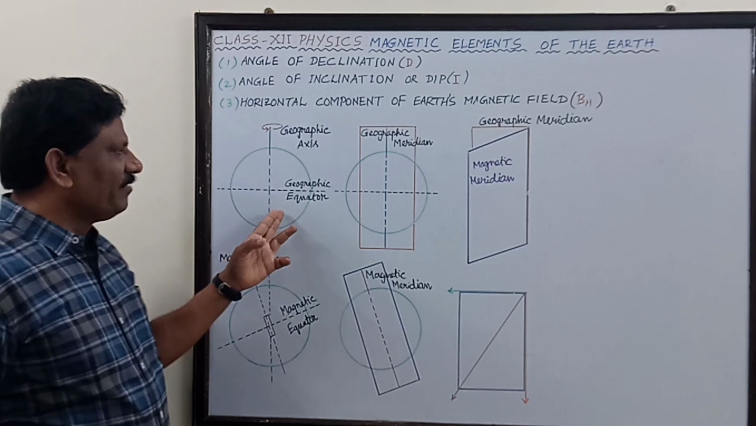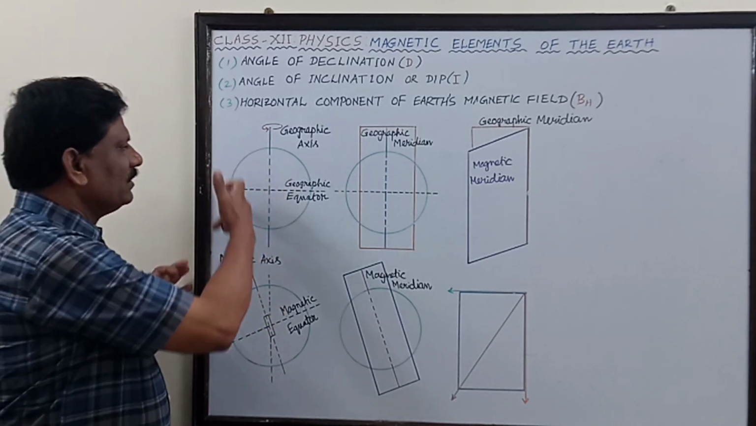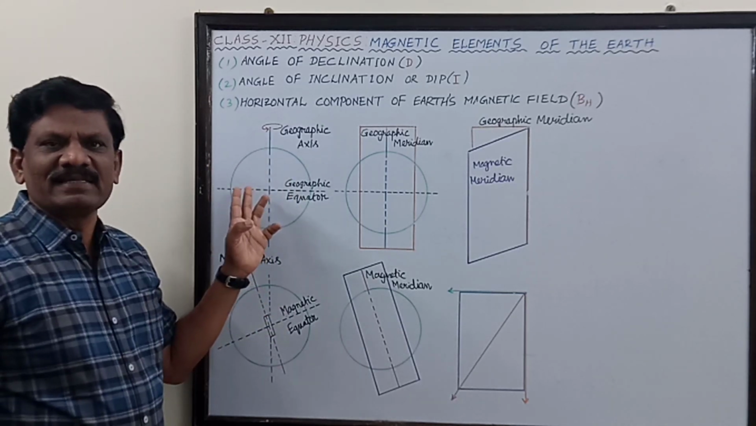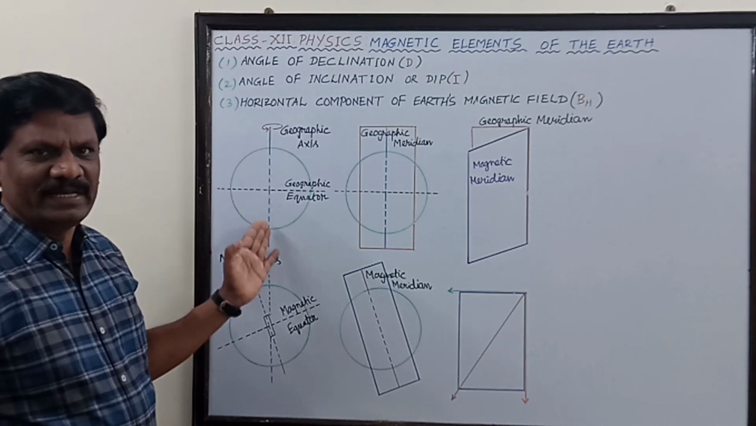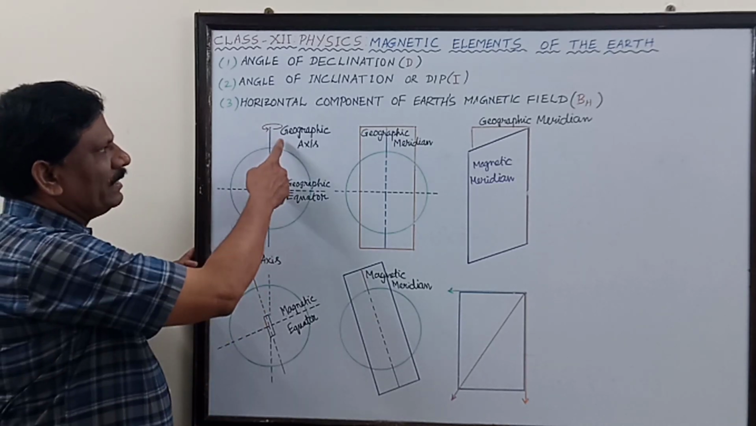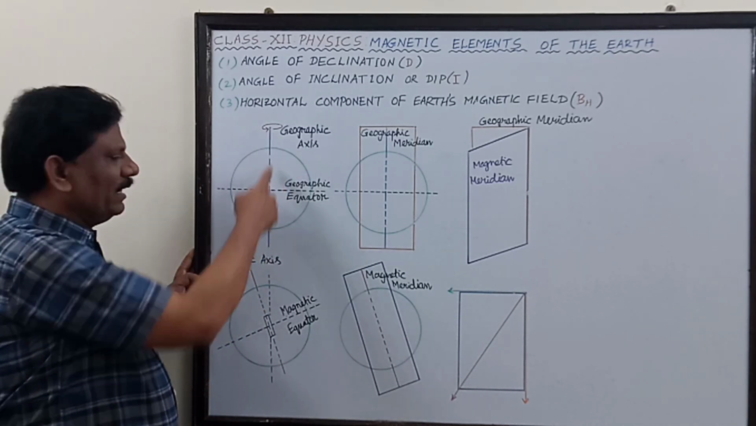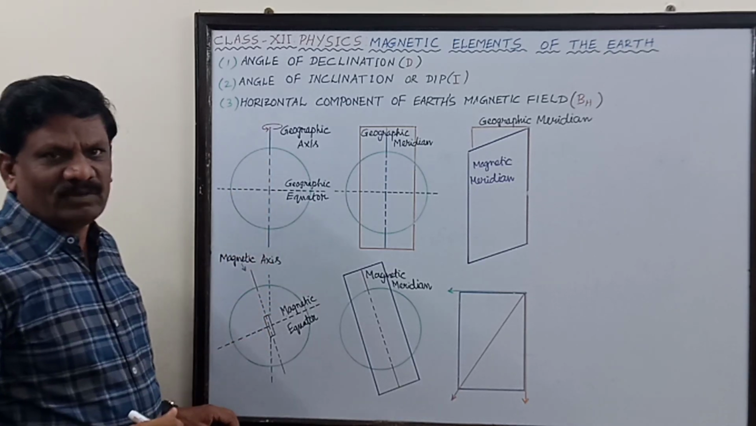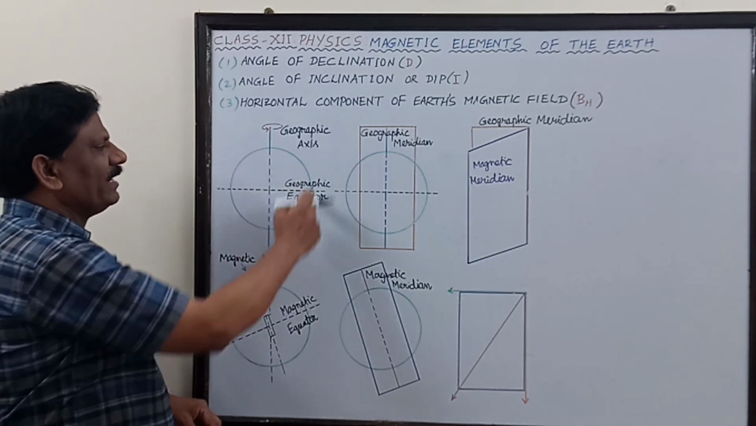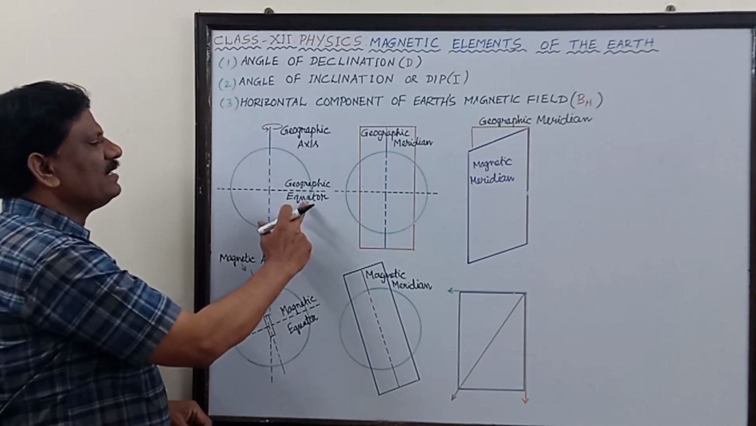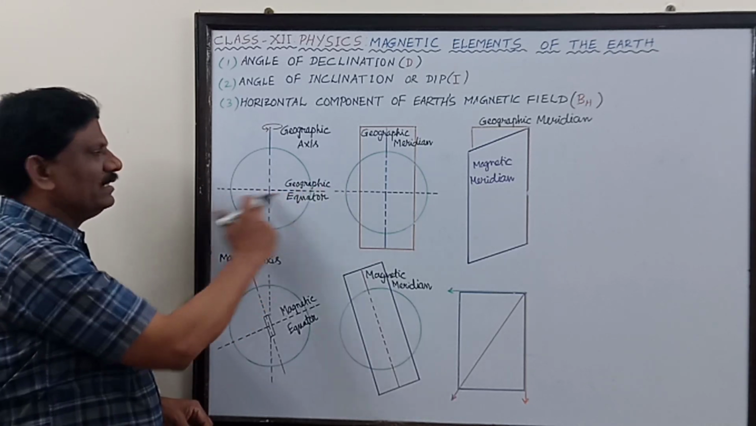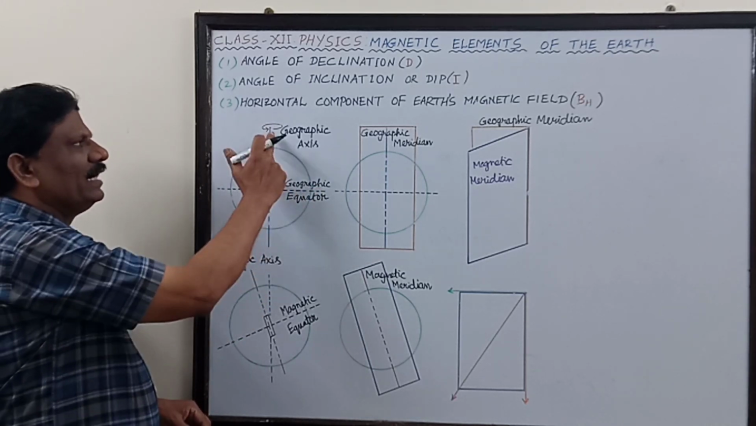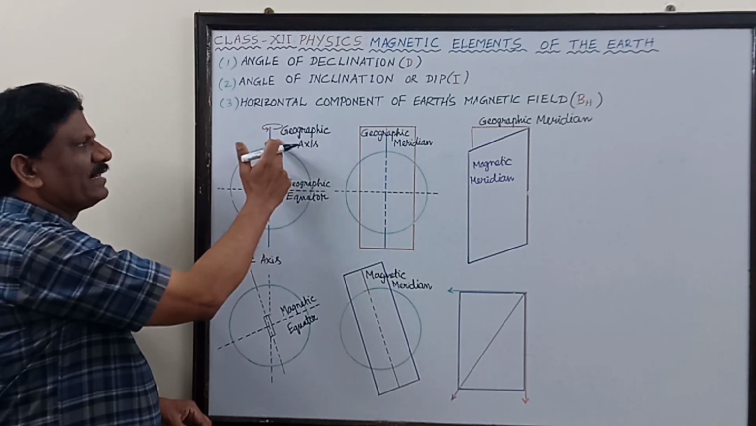Now children, you see the first picture. This green circle, you assume as our earth. Our earth is spherical, and you know that the earth is spinning about an axis which is passing through the north pole and the south pole. So this green circle is our earth, and this is the geometric equator and the geographic axis.